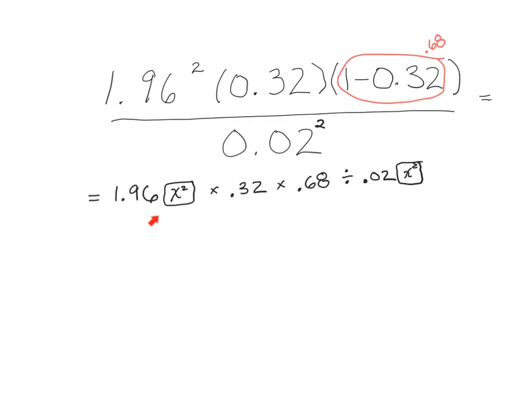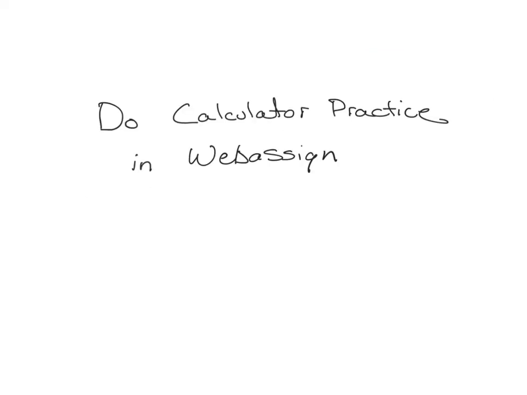1.96 squared times 0.32 times 0.68 divided by 0.02 squared equals, and you should get 2089.83. So that about wraps things up for this video.